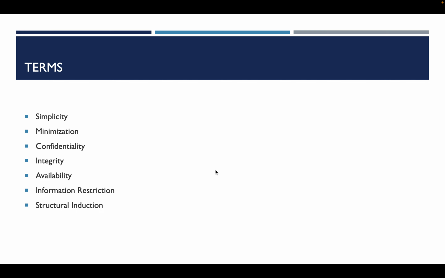And then information restriction. Information restriction complements information hiding. Instead of hiding certain methods, we make them public, but we restrict their use. And then lastly, we'll talk about structural induction. This basically is the law of Demeter is related to the fundamental thesis of denotational semantics. This is, the meaning of a phrase is a function of the meanings of its immediate constituents.